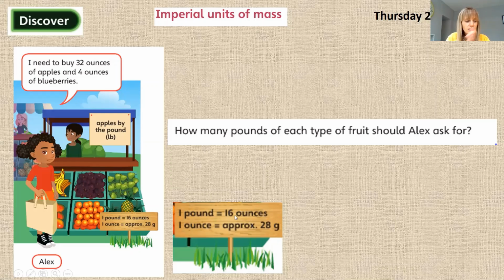Now, does anybody's mind trigger a little bit here to think, oh, 16 to 32? If I double 16, I get 32. So that means 1 pound is 16 ounces, 2 pounds is 32 ounces. So there we go. We've actually got 2 pounds of apples.